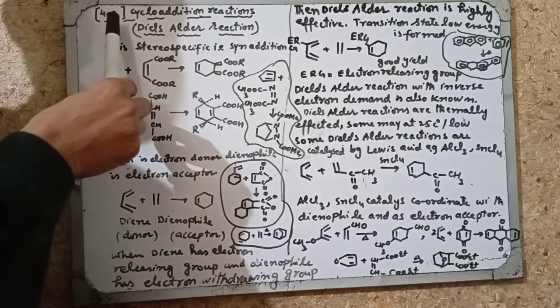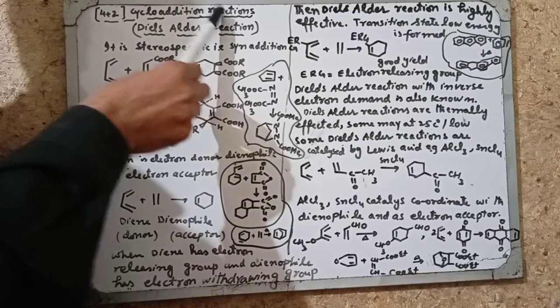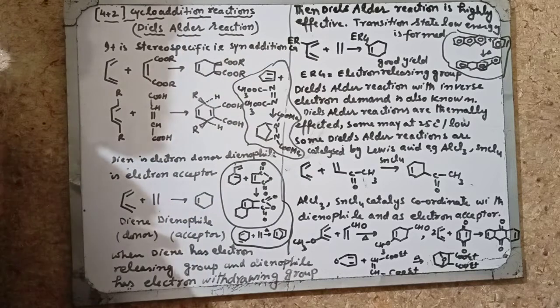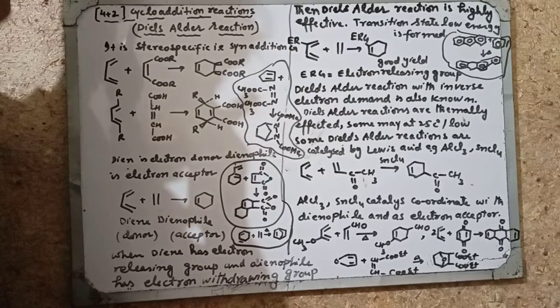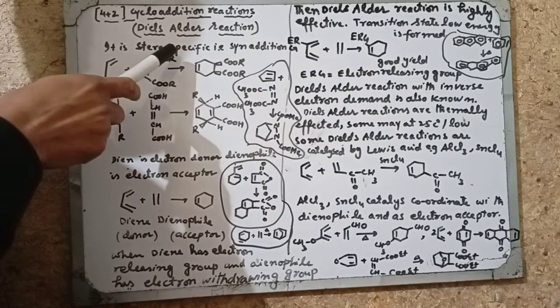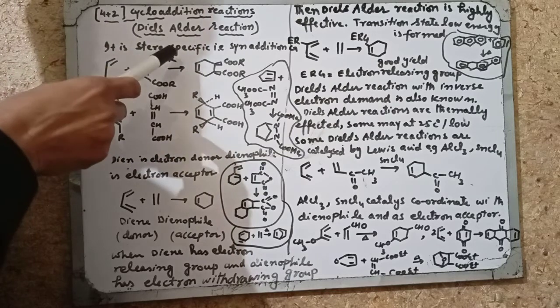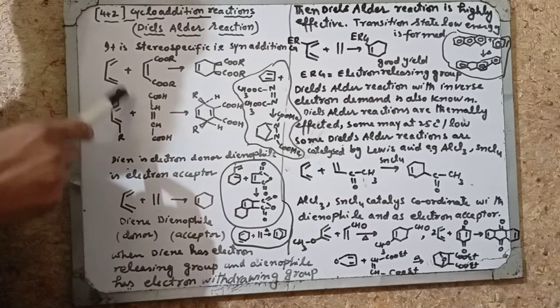Today we are studying 4 plus 2 cycloaddition reactions. These are also called Diels-Alder reactions. We have already studied 4 plus 2 cycloaddition reactions. These are some more examples of these reactions. Diels-Alder reactions, or 4 plus 2 cycloaddition reactions, are stereospecific, meaning syn addition reactions.